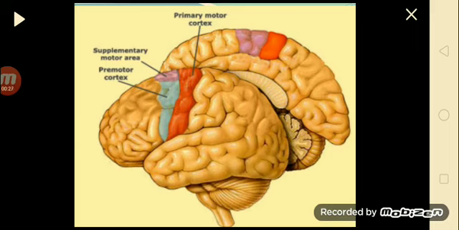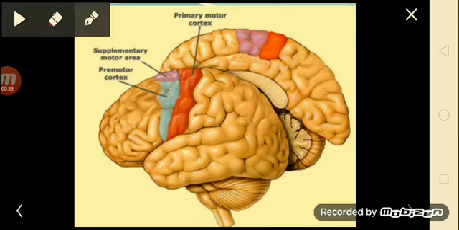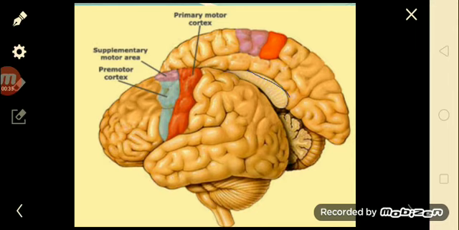hemispheres: left cerebral hemisphere and right cerebral hemisphere, by the longitudinal fissure, and they are attached by the corpus callosum, which is a bundle of nerve fibers that passes communication information from one hemisphere to the other hemisphere. Each cerebral hemisphere has three types of areas: motor areas, sensory areas, and association areas.